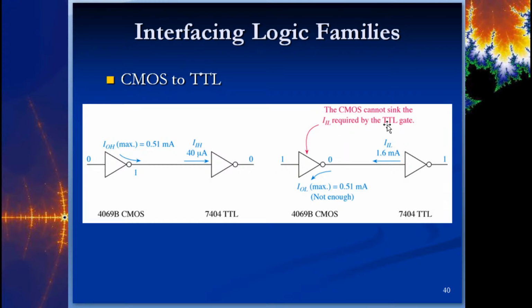It says right here, the CMOS cannot sink the input low required by the TTL gate. So remember, if it's a low on the output, that means it's going to sink back through that bottom transistor. And so the output low here, it says for it to be an output low, the maximum is 0.51 milliamps. And so this is actually going to output 1.6 milliamps.